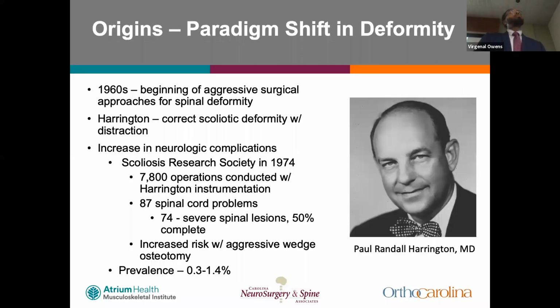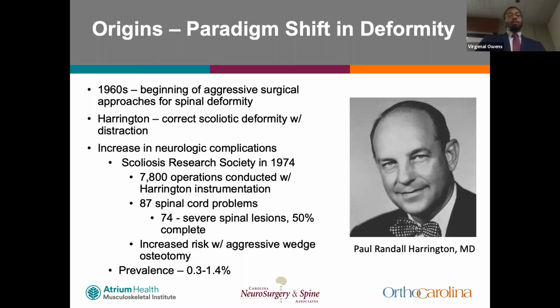So we'll start with origins of neuromonitoring. There began a paradigm shift in deformity in the 1960s, starting with aggressive surgical approaches for spinal deformity. Dr. Harrington, who you see on the right there, started correcting deformities with distraction. While this was found to be effective, it started showing an increase in neurologic complications.